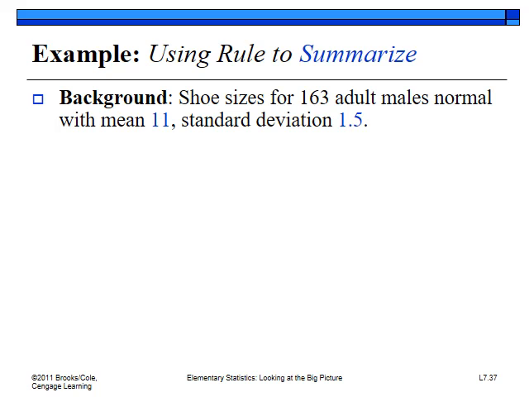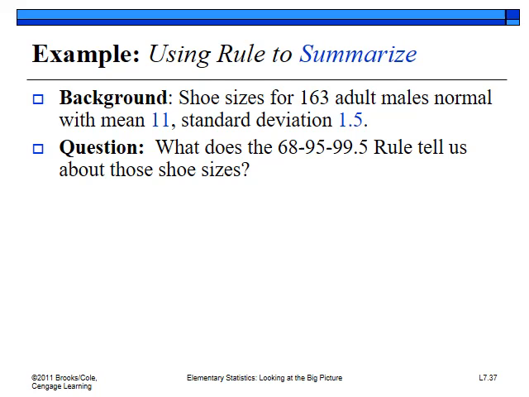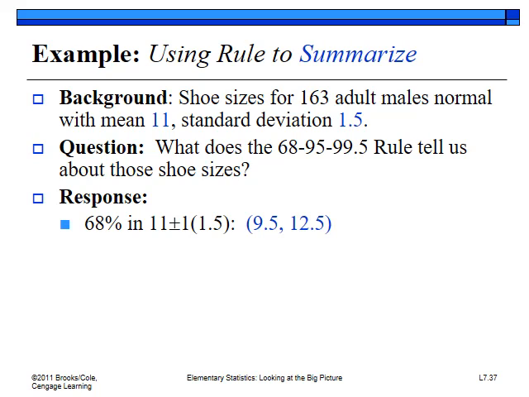So to summarize, with the same situation, we're looking at shoe sizes normally distributed with mean of 11, standard deviation 1.5. The 68, 95, 99.7 rule tells us that 68% of the data will be within one standard deviation of the mean. So if we subtract 1.5 and add 1.5 from 11, we get the range 9.5 to 12.5.